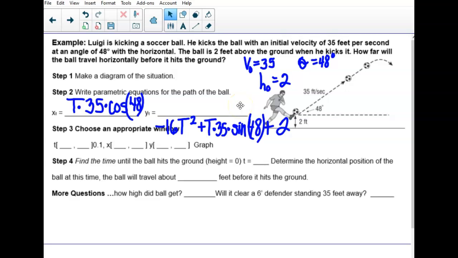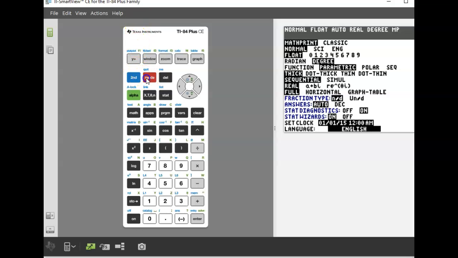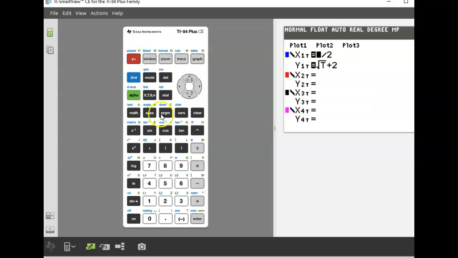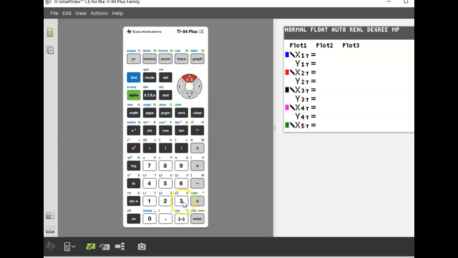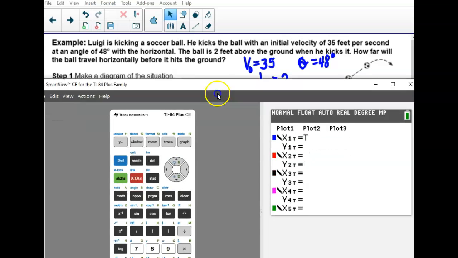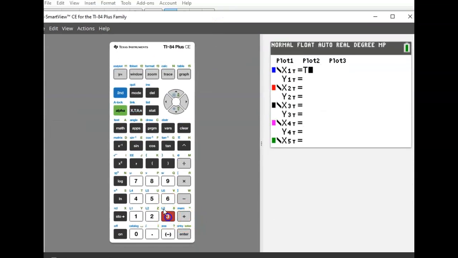Okay, so let's try typing it in. We needed to make very sure that you're in degrees and parametrics. And then when you go to y equals, we are going to put in here t. It has to have a variable t. And then the initial velocity was 35. And then we have cosine of 48. And cosine goes with the x.